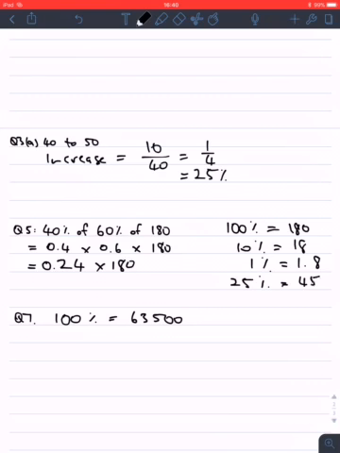Okay, so 24% then, I'm trying to find, is 25% minus 1%. So 25% is 45, minus 1% is 1.8. And that's going to be equal to 43.2. And if you've got a calculator, go ahead and check that.